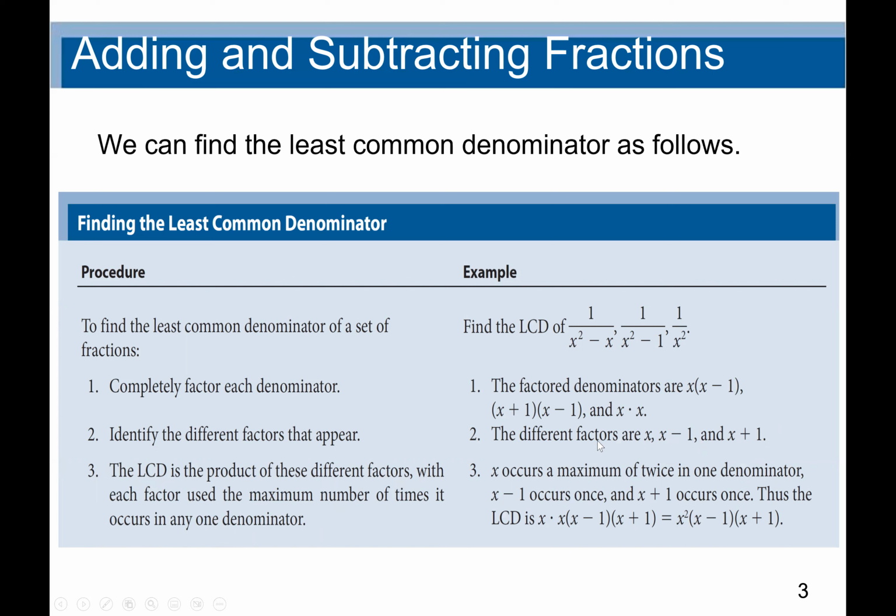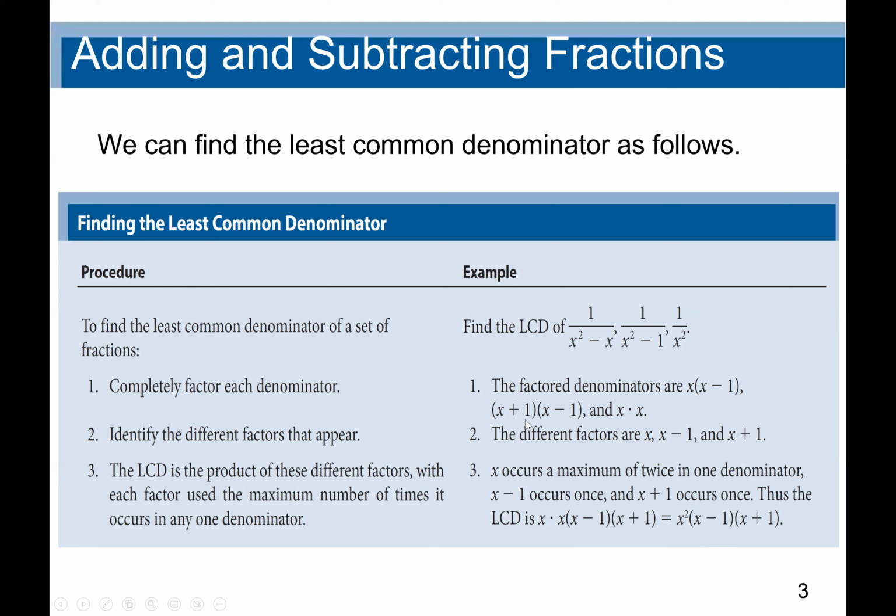So here our LCD will be x times x times x minus 1 times x plus 1, which gives us x squared, x minus 1, x plus 1. The reason is, the first thing we need to do is factorize all the terms. So that's what we have: x minus 1, x plus 1, x minus 1, difference of two squares, then x squared is xx. Then we identify the different factors.